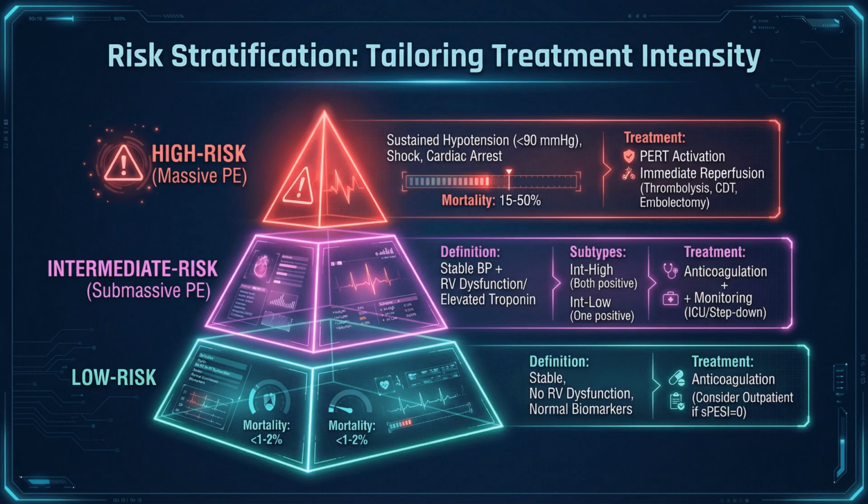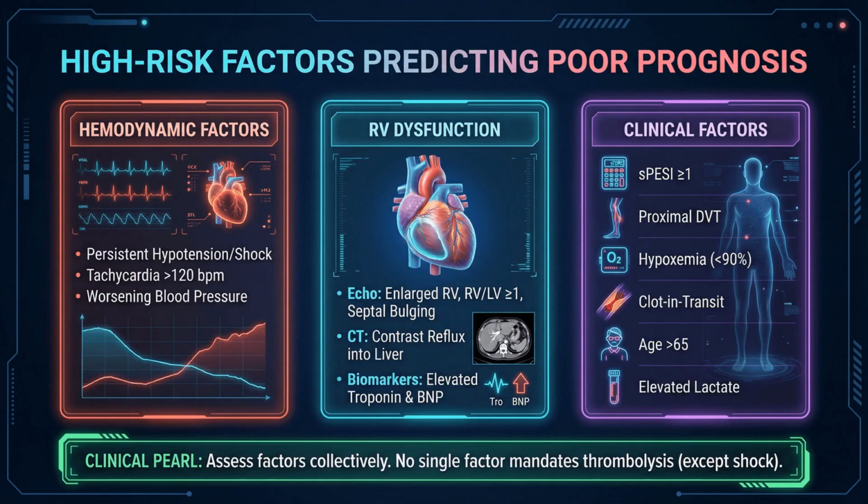Finally, the low-risk group includes patients who are hemodynamically stable, have no signs of RV dysfunction, and normal cardiac biomarkers. Mortality in this group is very low, under 1 to 2%. Standard anticoagulation is sufficient here, and patients with a low simplified pulmonary embolism severity index, or SPESI score of 0, may even be suitable for outpatient management. Understanding these risk categories helps us balance the benefits and risks of treatment, ensuring that patients receive appropriate care without unnecessary interventions.